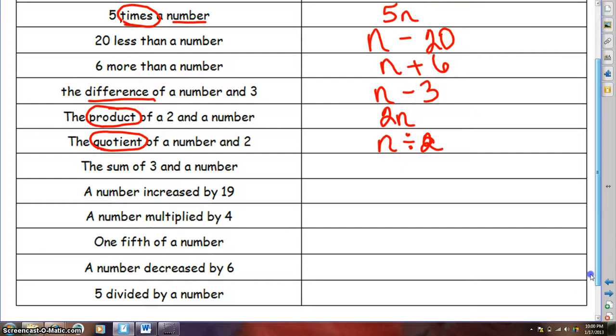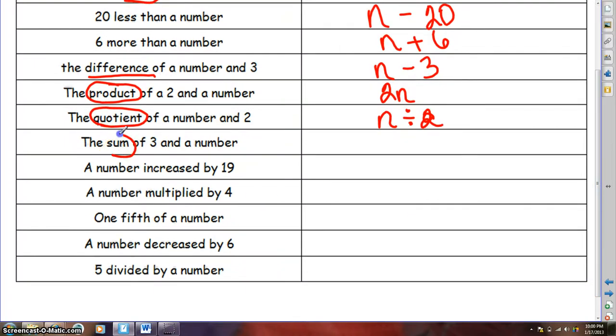For these last few, sum, think to yourself, what does sum mean? Sum means we're adding, so 3 and a number, so we add 3 plus n. A number increased by. Increased by, again, means we're adding on, so we're starting with our number, and we're adding on 19. A number multiplied by 4, and when we multiply, we have to put our coefficient first, and our variable second. So even though it came in a different order in the sentence, when we write it as an algebraic expression, the coefficient has to go first, the variable goes second.